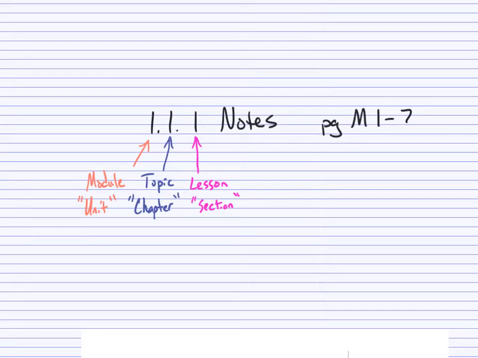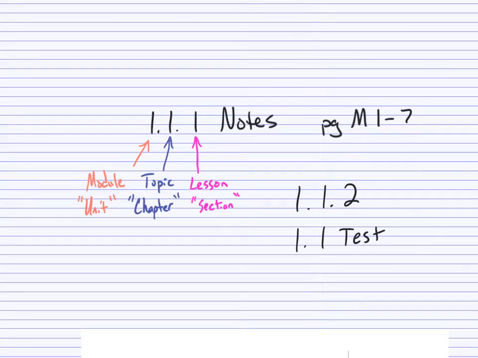So for instance, this is the first lesson. So 1.1.1 is what we're doing. But tomorrow, or the next time I see you, might be Unit 1, Chapter 1, Section 2. At the end of this chapter, we're going to have a unit test. So you might see 1.1 test coming up. What that means is Unit 1, Chapter 1 test.